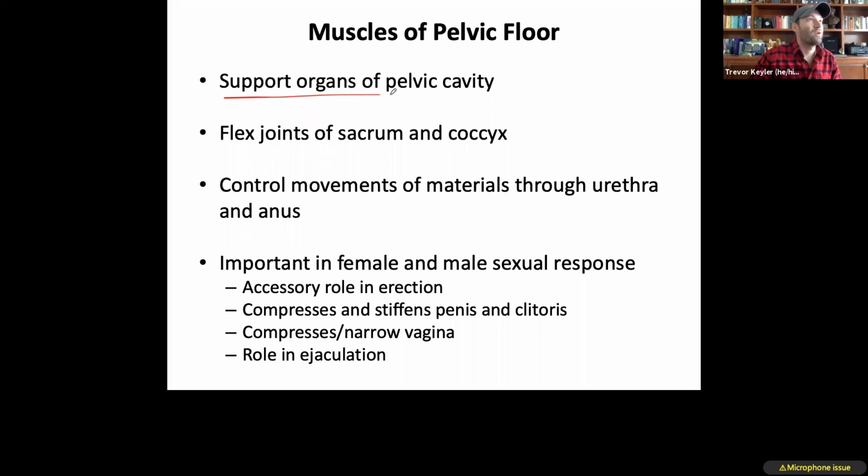So the functions: support organs of the pelvic cavity, flexion, and then importantly, we're controlling movement of things we want to eliminate from the body, right? So feces and urine. And then it's important in the female and male sexual response. And in fact, it actually has a role in both male and female erection, which we'll cover in a second.